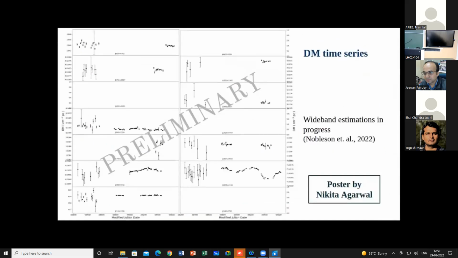As mentioned earlier, we are also going to have the DM time series from the wideband technique for all the pulsars. It is work in progress, being led by Yogesh Maan and Prerna. Details can be found in Nikita's poster on the wideband estimations.